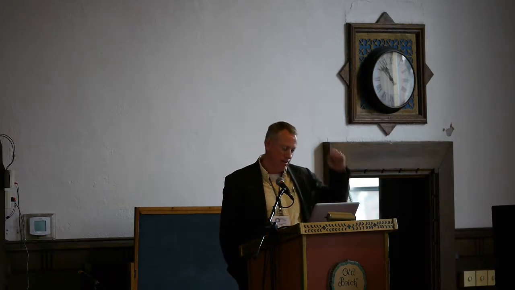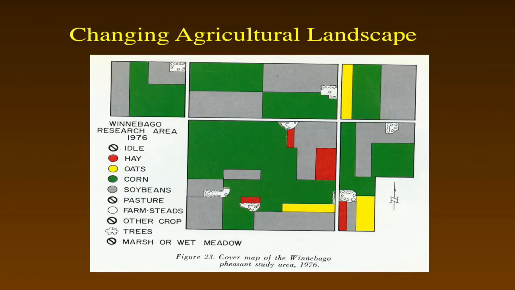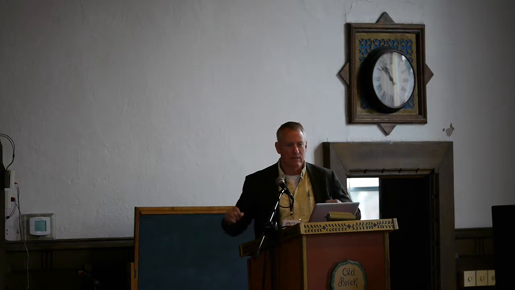At one point, we had a landscape that was highly diversified. This is a mosaic of a couple of sections in Winnebago County in 1941. You see the mosaic of a landscape: hay, oats, corn, soybeans, pasture, other crop. Take a landscape like that. This was 1976. We don't even have the oats there now, but we've gone from a landscape that had this diverse mosaic of land cover to one that's dominantly corn and soybeans.